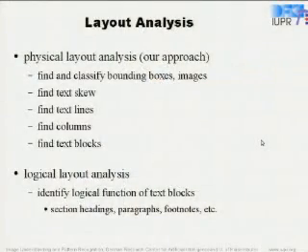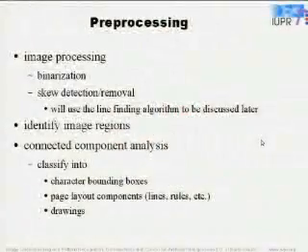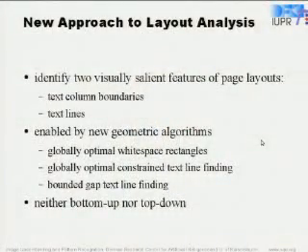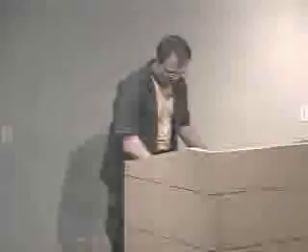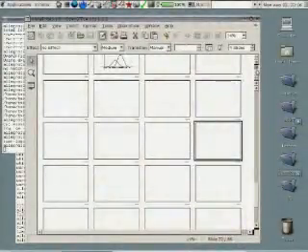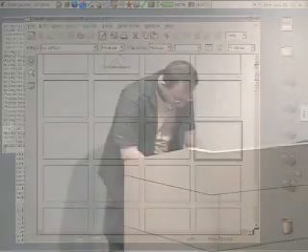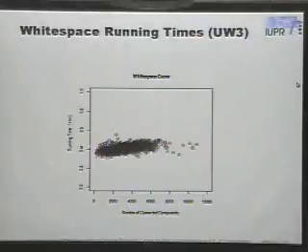So I think I should stop here. There's a bit more detail on the layout analysis. Since people asked about running times, let me just see whether I can find those plots. So this is running times, this is actually in Java, including all I/O. This is connected components on the UW3 database. These are running times in seconds.